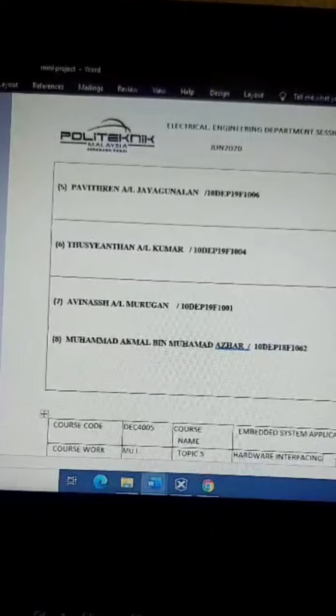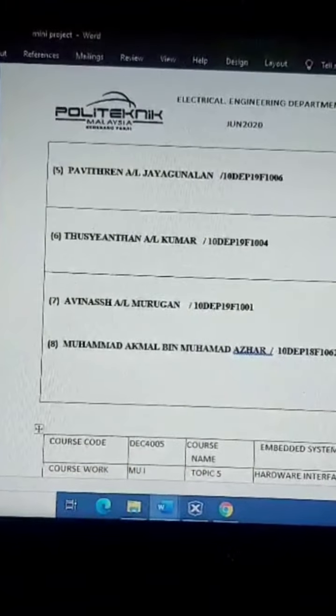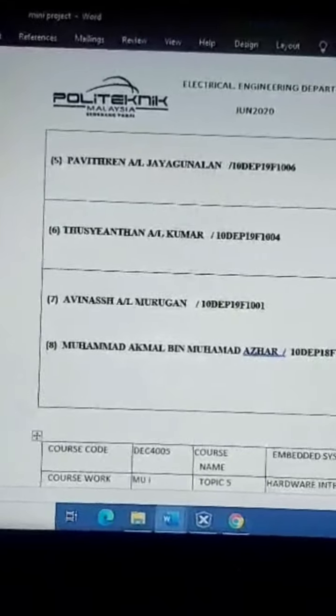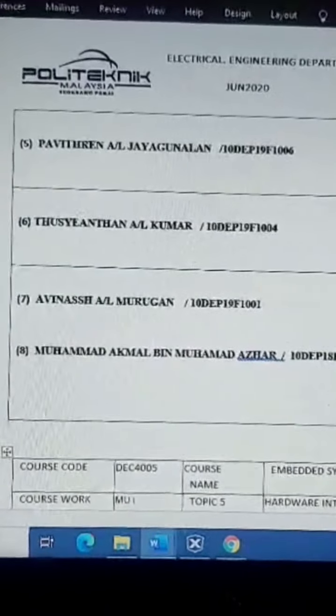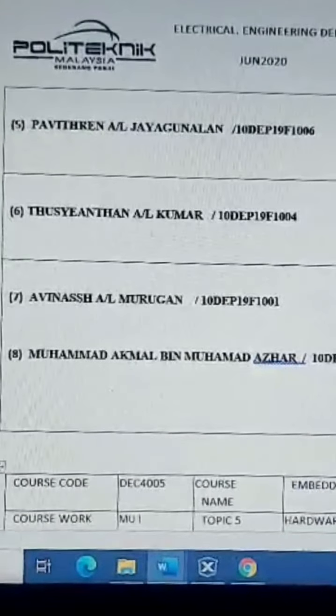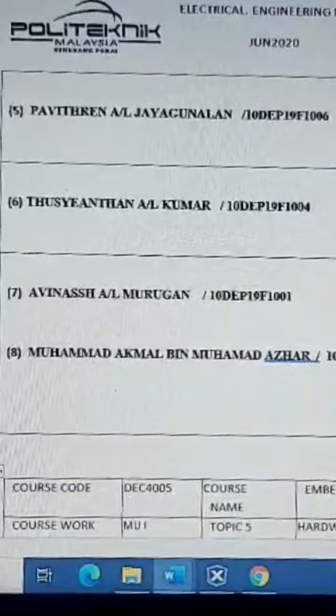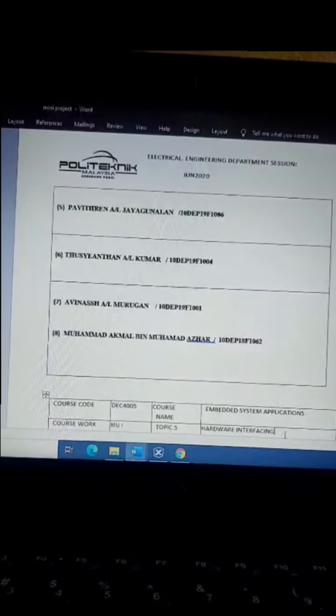I am Pavitran Jayagunalan, my matric card number is 10DEP19F1006. Besides Tushindan Analaki Kumar, his matric card number is 10DEP19F1004. Avinash Analaki Murugan, 10DEP19F1001. Finally, Mohammad Akmal bin Mohammad Ashar, his matric card number is 10DEP18F1062. These are my group members.